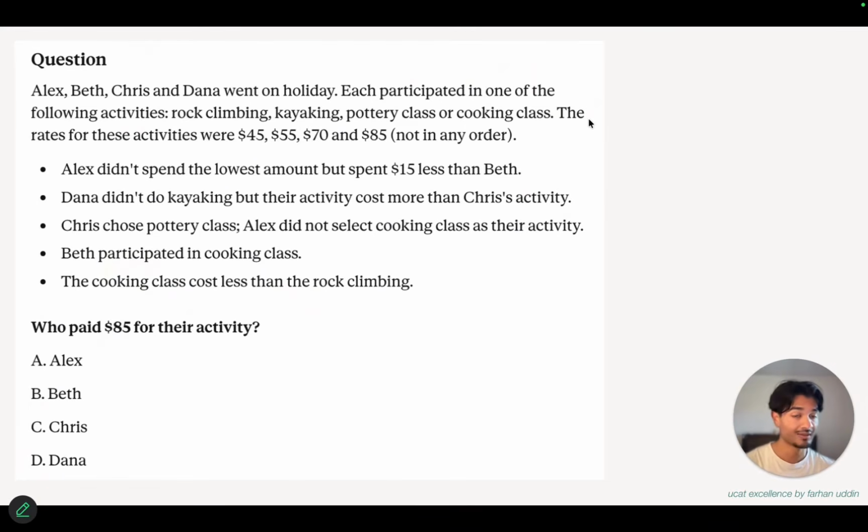Okay, so let's go through this question together. First of all, let's establish the goal. Who paid $85 for that activity? So as soon as we figure that out, we know that we're in the clear. We don't have to solve the rest of it if we don't have to.